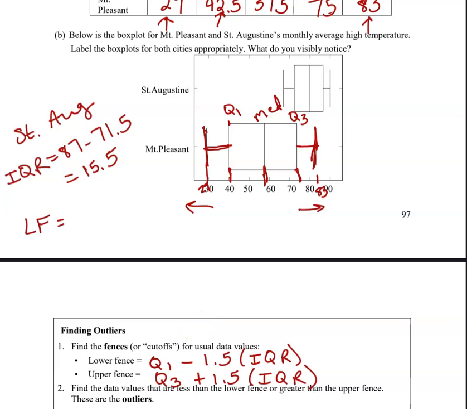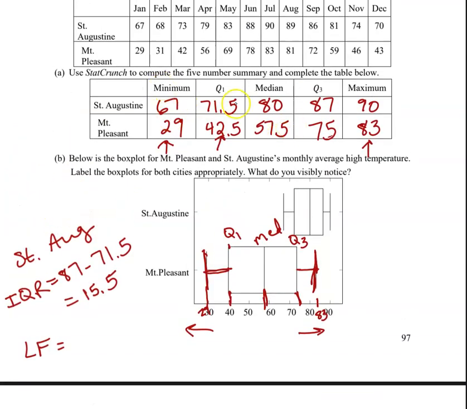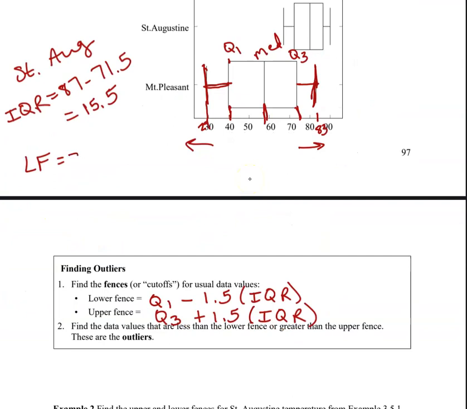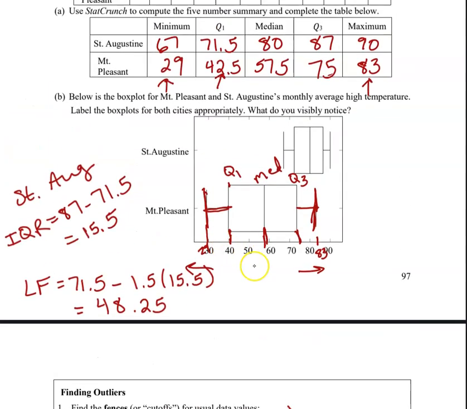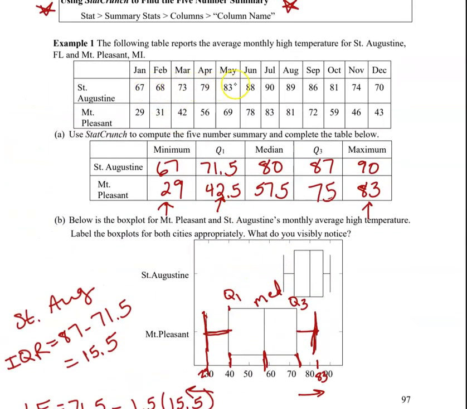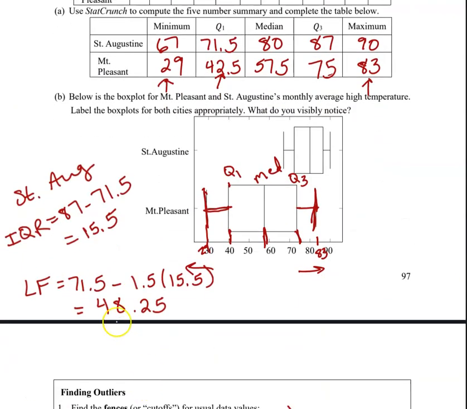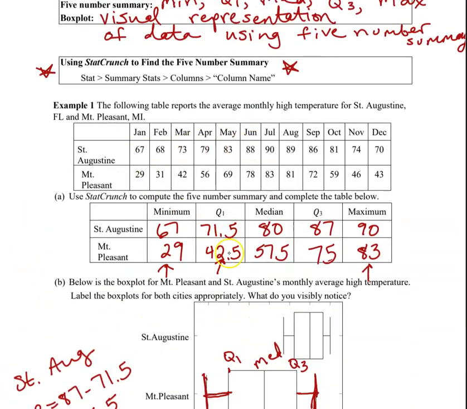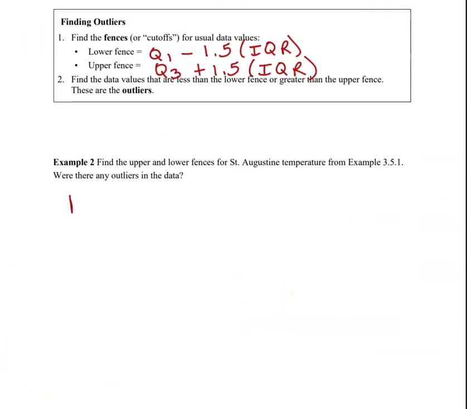Now, to calculate the lower fence, I'm going to use Q1. The lower fence is going to be Q1, which for St. Augustine was 71.5, minus 1.5 times that IQR I just calculated. Let me put that into my calculator, and I'm getting a value of 48.25. So here's how you know if there are any outliers. Are there any values in my data set for St. Augustine that are below 48.25? And there were not. So that means there are no outliers on the lower end.